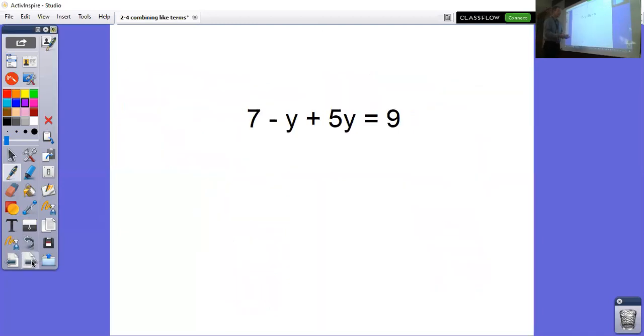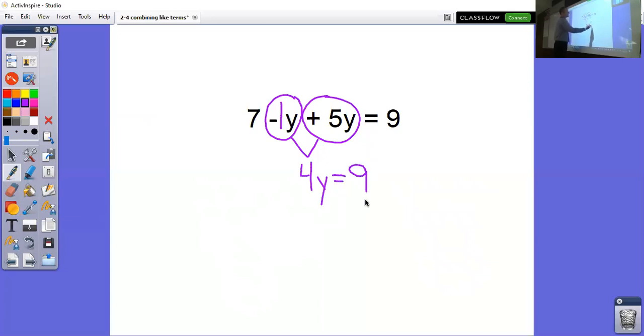Sometimes you're going to have negative numbers. This says 7 minus y plus 5y equals 9. Again, anytime that you have a letter all by itself, there's really a 1 in front of it. So we have letters that are on the same side of the equal sign. We have a -1y and a 5y. -1y plus 5y is 4y. Bring down your equal sign, bring down your 9.